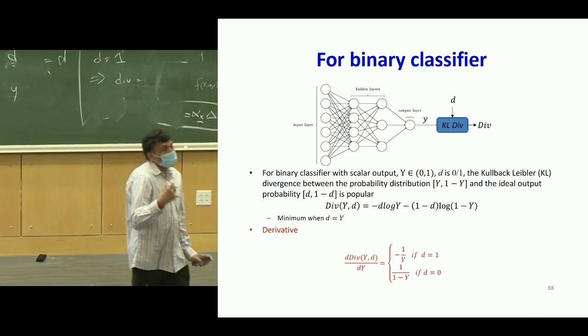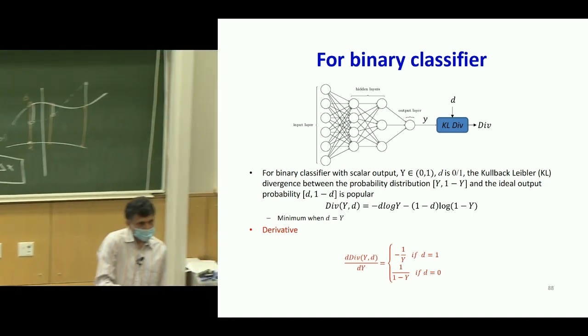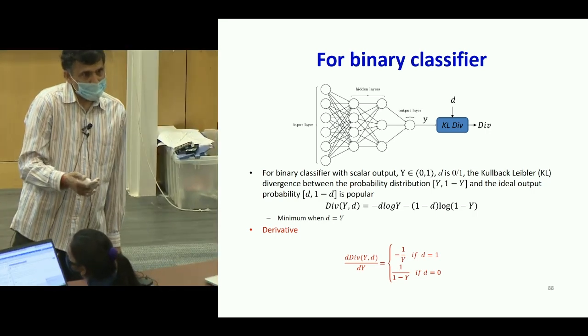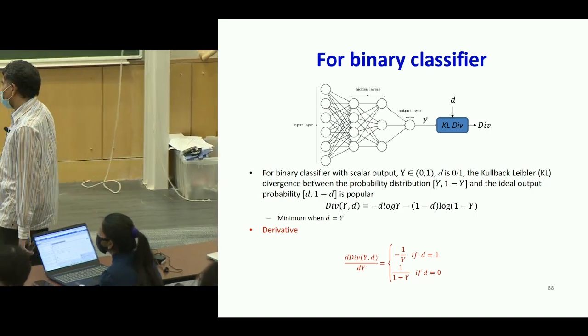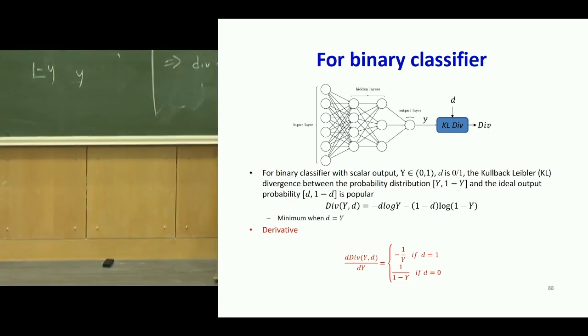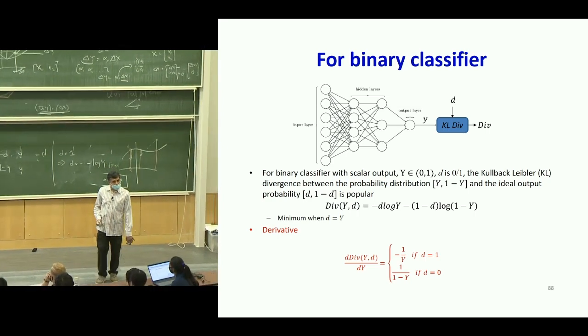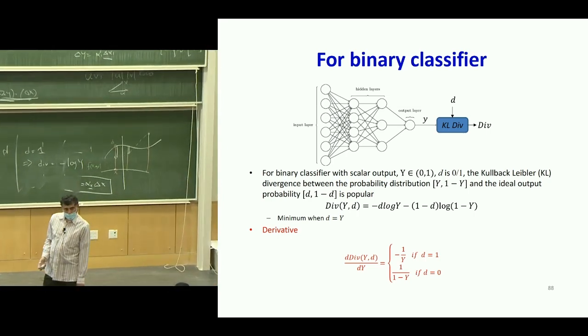When I give you an input that belongs to the target class, what is the value going to be? What is D when the input belongs to the target class? 1. So what will it be? This is just going to be minus log y, right? Because the second term, 1 minus D, becomes 0 and D is 1.